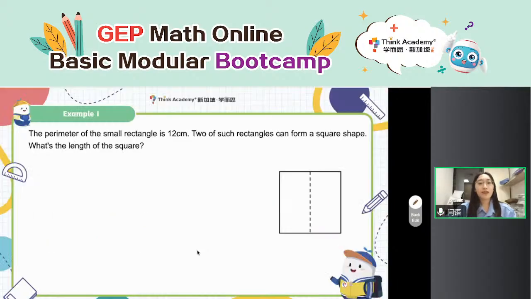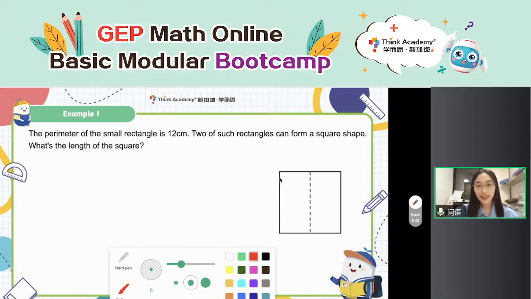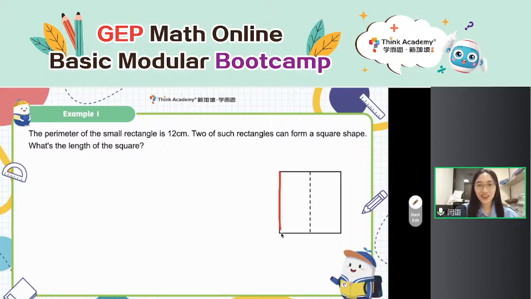Okay. Now, following this again, let me show you one example. The perimeter of the small rectangle is 12 centimeter. Can you see the small rectangle? Here. This is a small rectangle. The perimeter of the small rectangle is 12 centimeter. Two of such rectangles can form a square shape. What is the length of the square? Any idea?